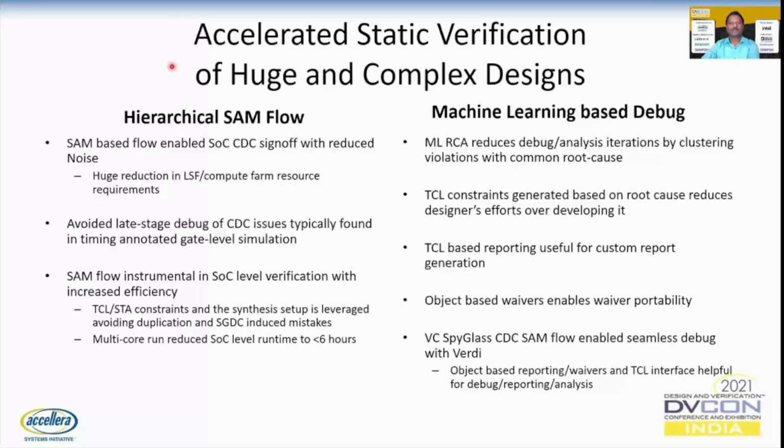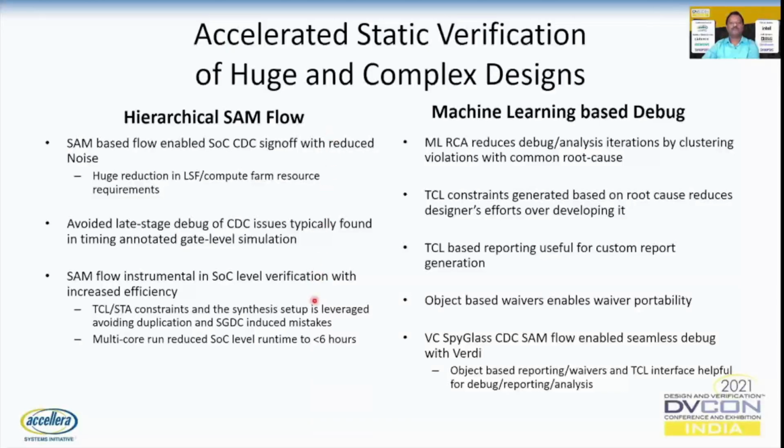To conclude this workshop, let me summarize the advantages of SAM and MLRCA flows. As we have already seen, SAM flow enables reduction in hardware requirements from LSF compute farms. It helps in performing analysis from the early development stages of the design. With multi-core, multi-threaded runs, the runtime reduces further. With reduced synthesis timing constraints for netlist designs, the VC SpyGlass platform ensures reuse of the design knowledge.